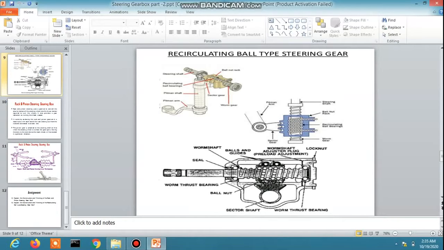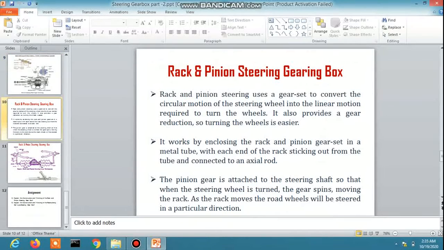Now, rack and pinion steering gearbox. Rack and pinion steering uses a gear set to convert the circular motion of the steering wheel into the linear motion required to turn the wheel. It also provides a gear reduction, so the turning of the wheel is easier.